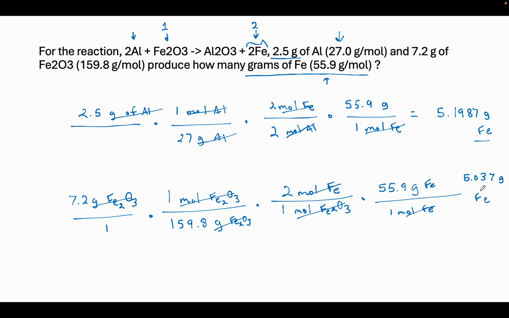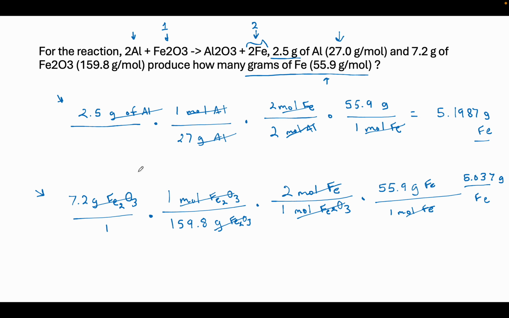So now you can see which one's going to create less. The 5.037 is the least, so we have to use the iron oxide, which is our limiting reagent. The process that starts off with 7.2, immediately you can see on number 14 your answer choices are 7.2 for A and 7.2 for E. Since that's our limiting reagent, that's the one we have to use. We can't use B, C, or D because they all start with 2.5, which is aluminum, our excess. We can't make more than this. So A and E are the choices.